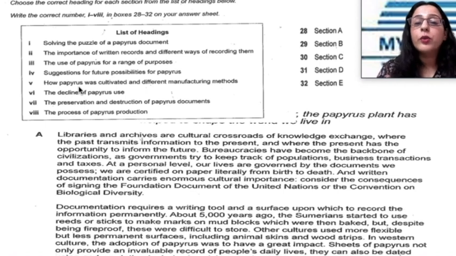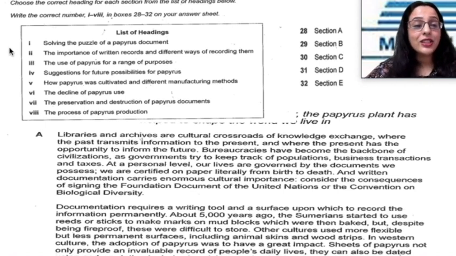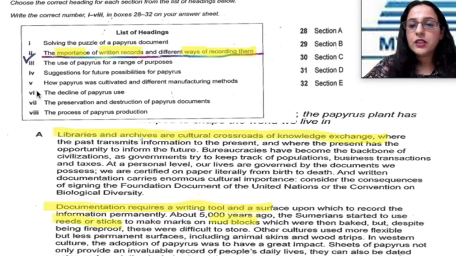So what you're doing is applying the strategy that we have just learned. You read all the headings, then you read only the first paragraph. Okay, so pause the video and try to find out what can be the possible answer for para A. Now I'm going to tell you the correct answer. The correct answer is second, which is the importance of written records and different ways of recording them. And your keywords are importance, written records, ways of recording.